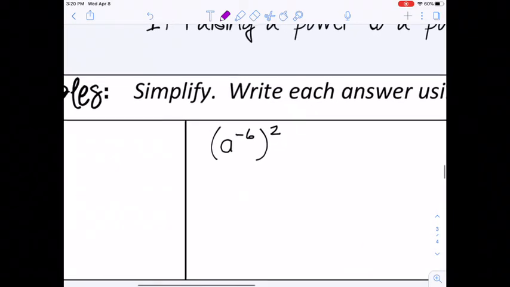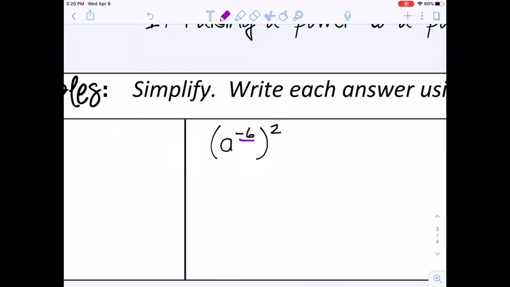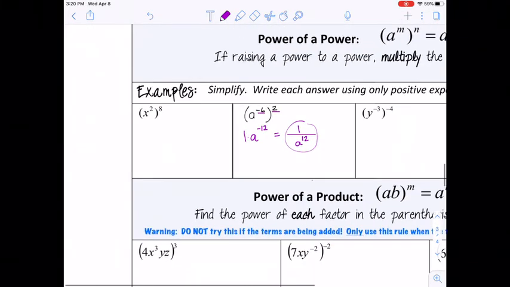So I'll do this example in the middle. I have a power, a to the negative 6, but it's raised to another power out here. So I'm going to multiply negative 6 times 2, which is negative 12. You should never leave a negative exponent. That's not simplified form. So now I'm going to move that over to the denominator of my fraction. It becomes a positive 12. And I'm going to put a 1 up here because I have that 1 being multiplied times the a to the negative 12. You try the other two examples.